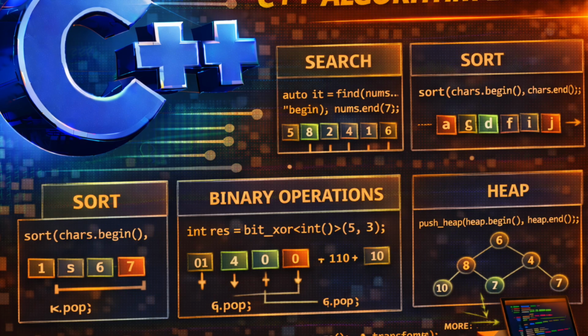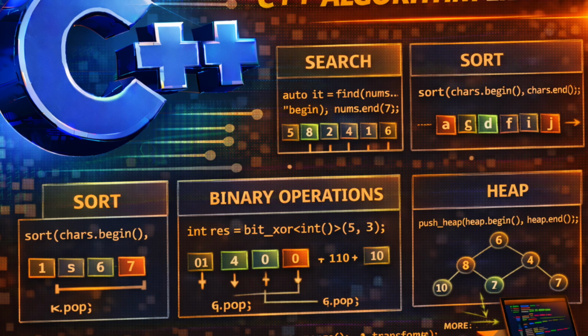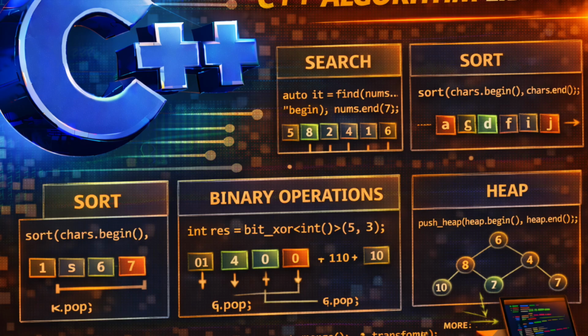Ah, so it's about the upfront cost. Exactly. If you have to sort the data first, you're paying that O(n log n) cost just to enable a faster search later. If you're only searching once, std::find is the pragmatic, cheap choice.